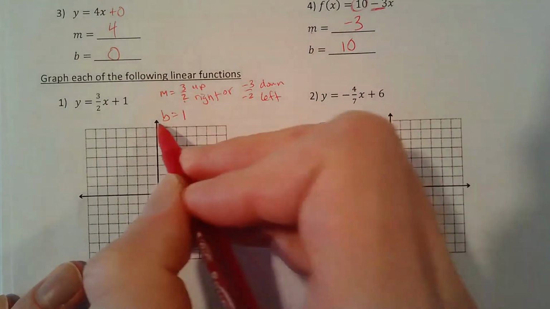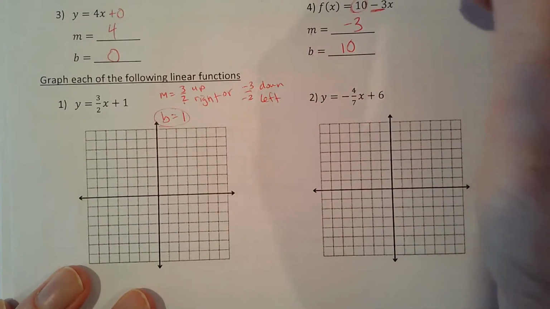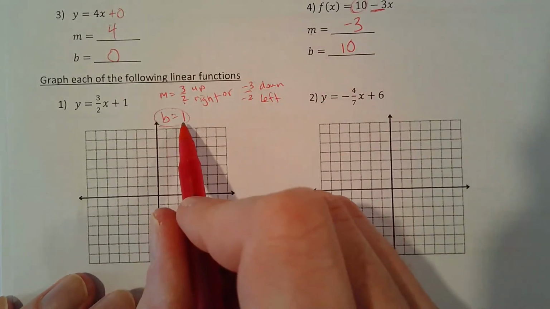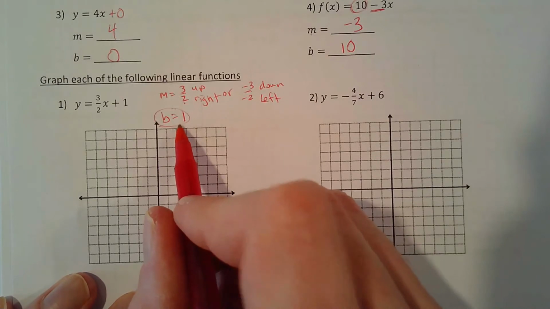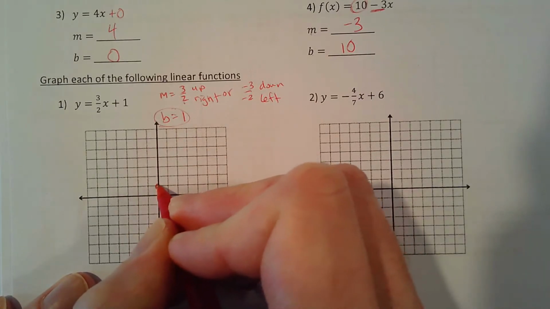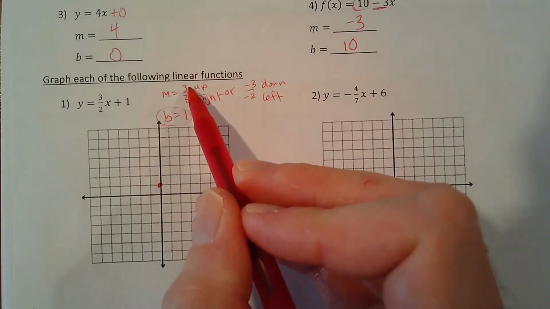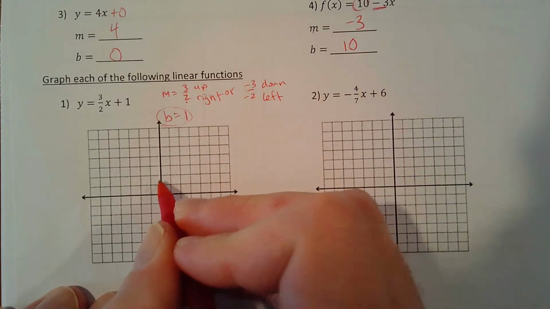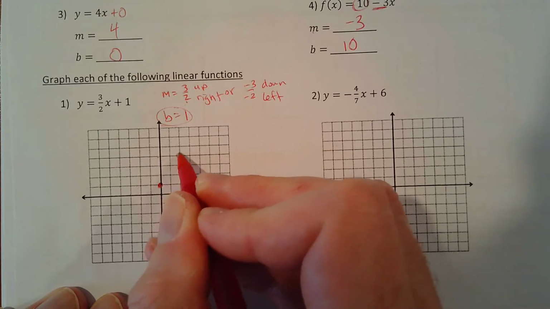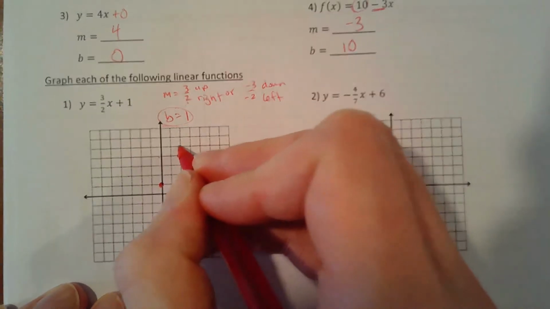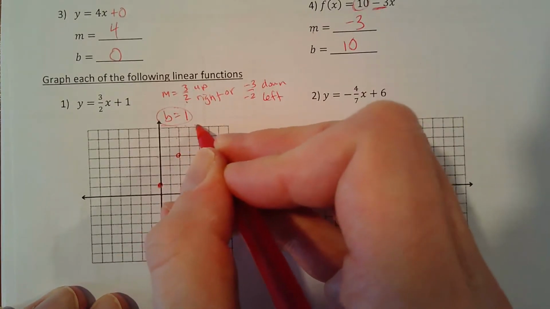So we start out with a y-intercept. Again, that's where you begin. B for begin, think of it that way. So I'm going to begin on the y-axis at 1. Okay. And then from that point, go up 3, right 2. So I'm going to go up 3, right 2. Then do it again, up 3, right 2.